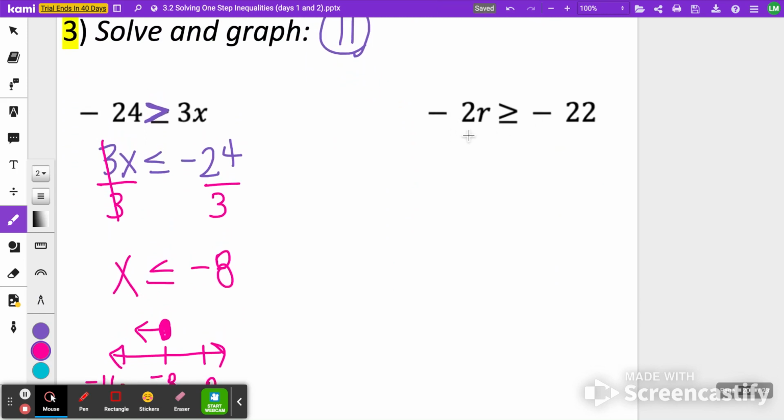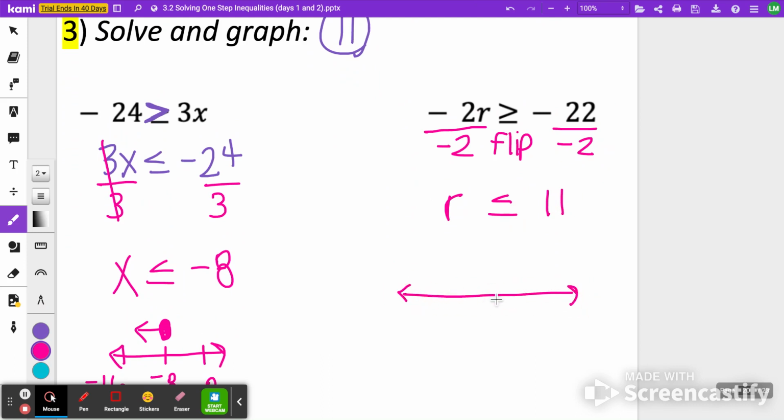For this one over here, you did notice that there was a negative with a variable, so that means I'm dividing by a negative. Because I'm dividing by a negative, my entire inequality symbol will flip. R is now less than or equal to a positive 11. So as I graph, 11's here in the middle, 0 to the left, 22 to the right. Less than or equal to means, again, closed circle, pointing left.